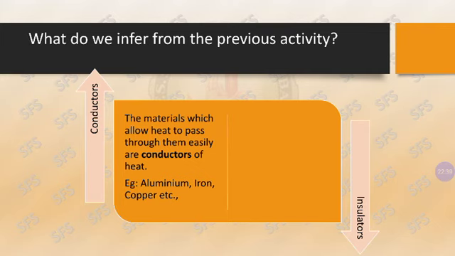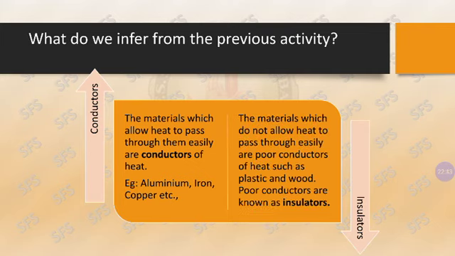So what is the opposite of it? As I said, insulators, we term it as insulator. The materials which do not allow heat to pass through easily are considered poor conductors of heat. For example, plastic, wood, etc. So poor conductors are otherwise known as insulators. Okay.